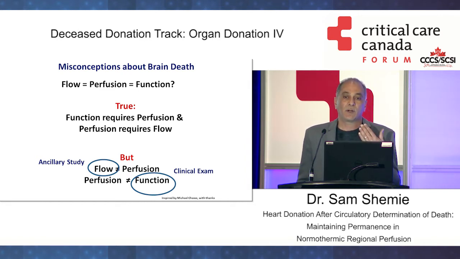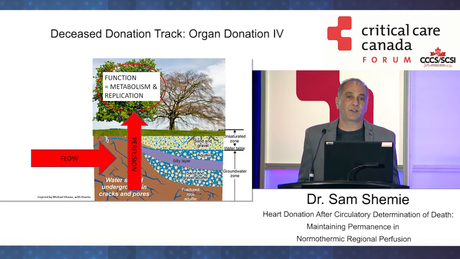So what is the difference between these two trees? The living tree needs an underground water table to provide water that can go up through the root system to feed the leaves. And the flow is the water system under the ground. The perfusion is the root system going to the trees. And function is the leaves.